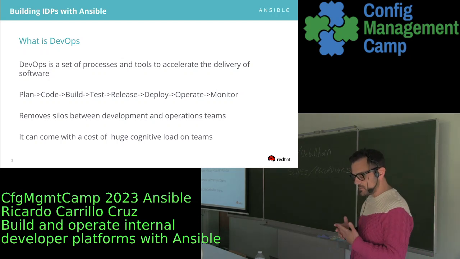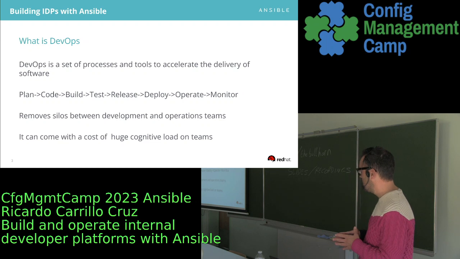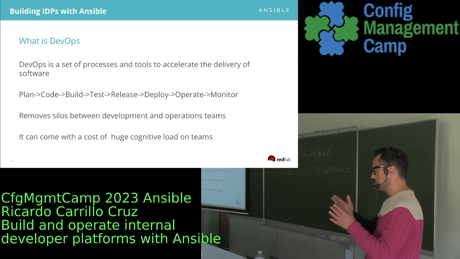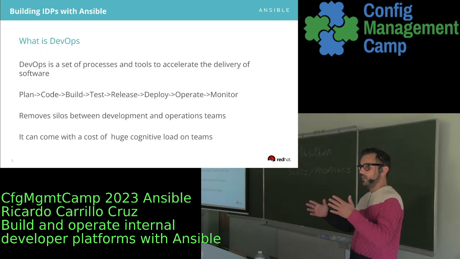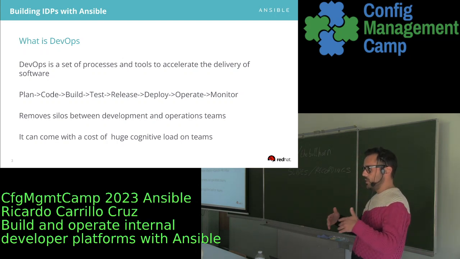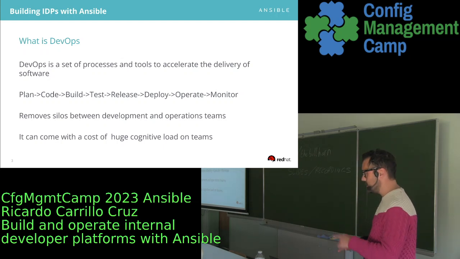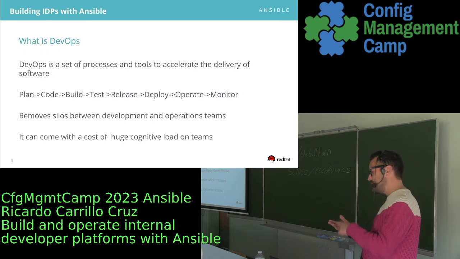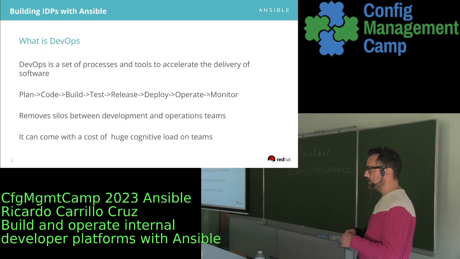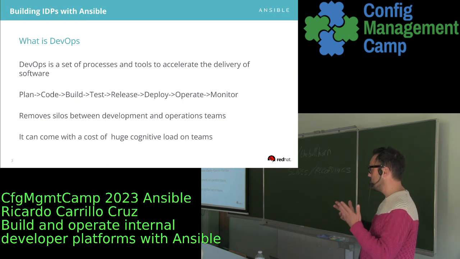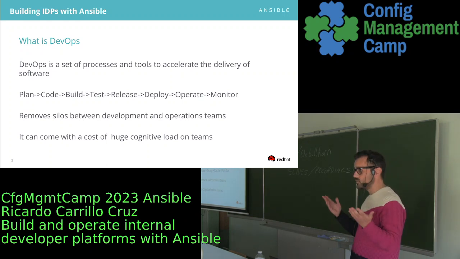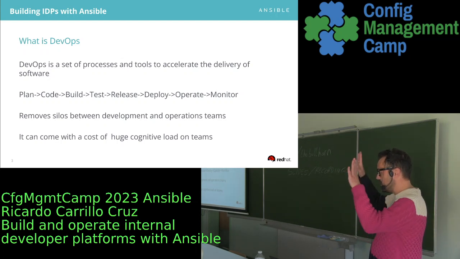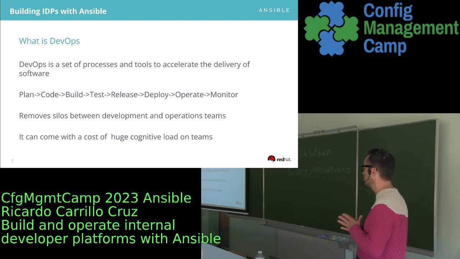DevOps aims to remove silos between development and operations teams. Now the problem is that it can come with the cost of huge cognitive loads on teams. With DevOps, we are supposed to know about CI/CD, infrastructure provisioning, config management, monitoring, and in all those areas you have VMs, containers, metal servers, serverless, Prometheus, you name it. It's huge, right? So it's unbearable. At times, I just want to become a farmer and be away from civilization, right?